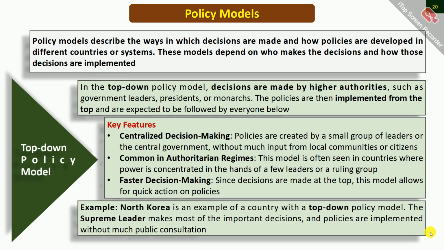For example, North Korea is an example of a country with a top-down policy model. The supreme leader makes most of the important decisions, and policies are implemented without much public consultation.